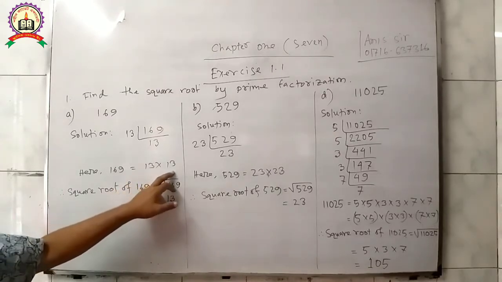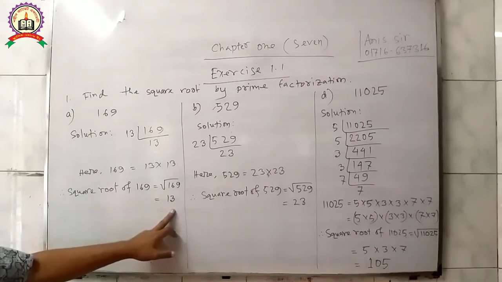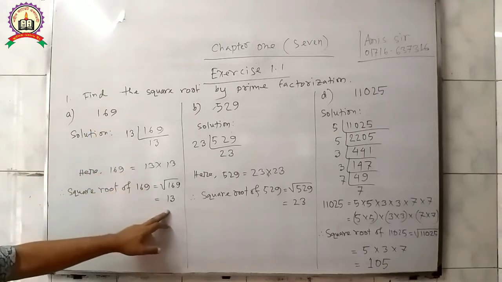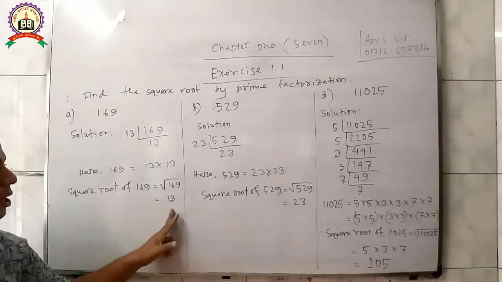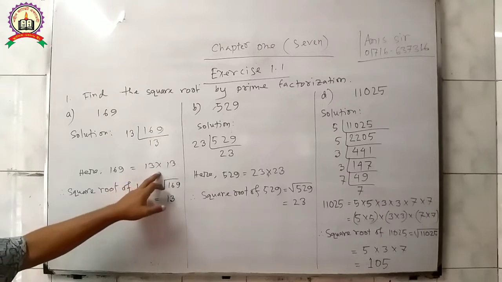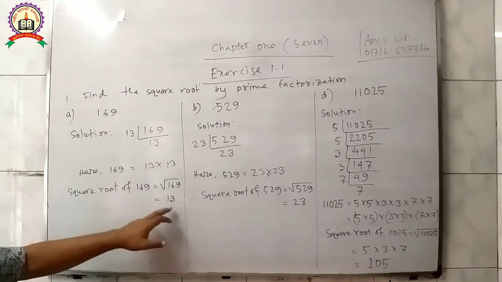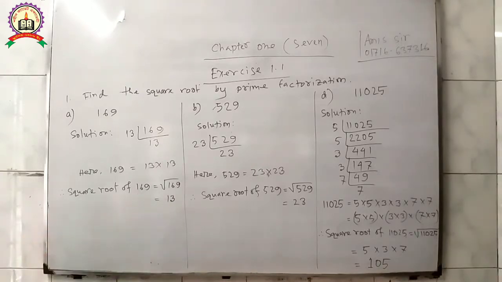Here there is only one pair, so we take one factor, and it is 13, and it will be the square root of 169. So the square root of 169 is equal to 13, taking one factor from each pair. There is only one pair, and from one pair we take one factor, and that factor is 13. So 13 is the square root of 169.